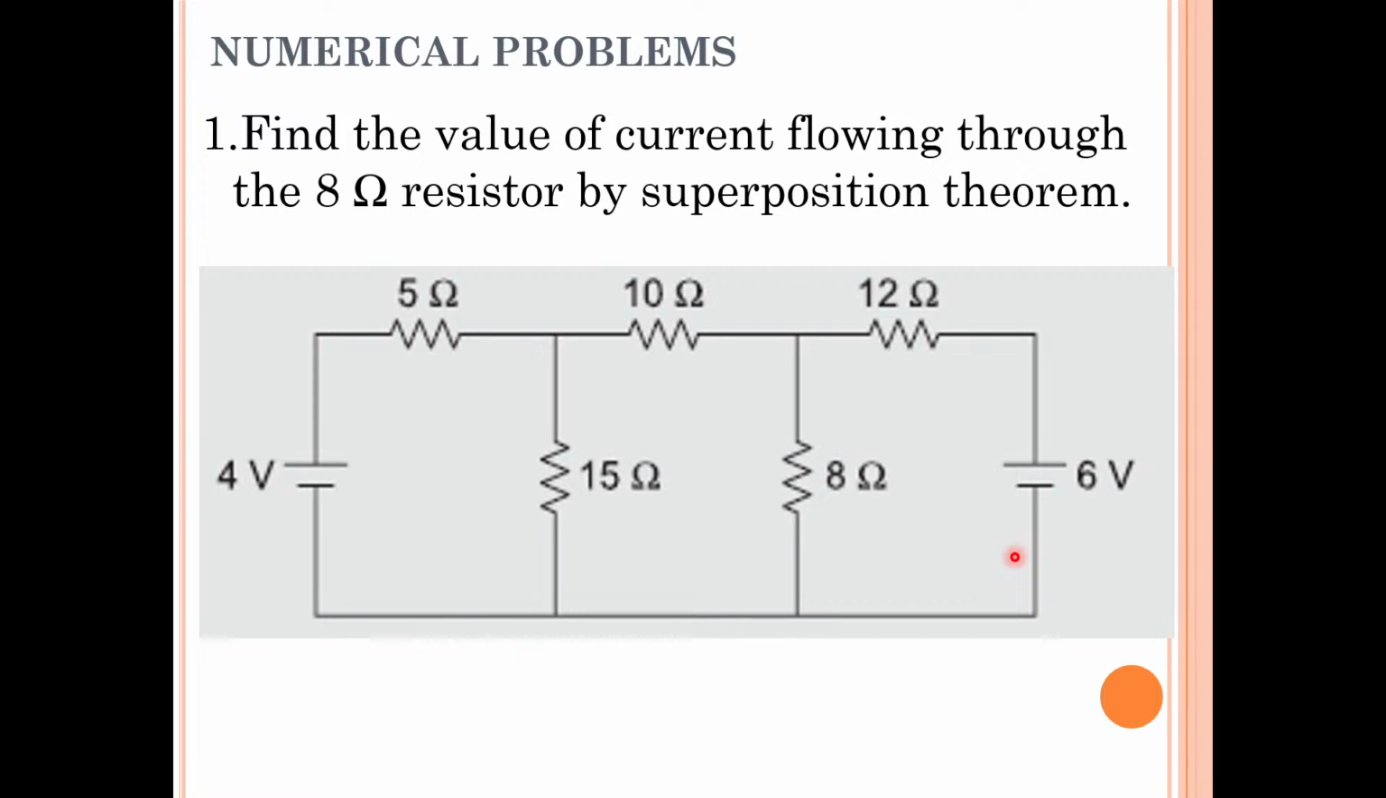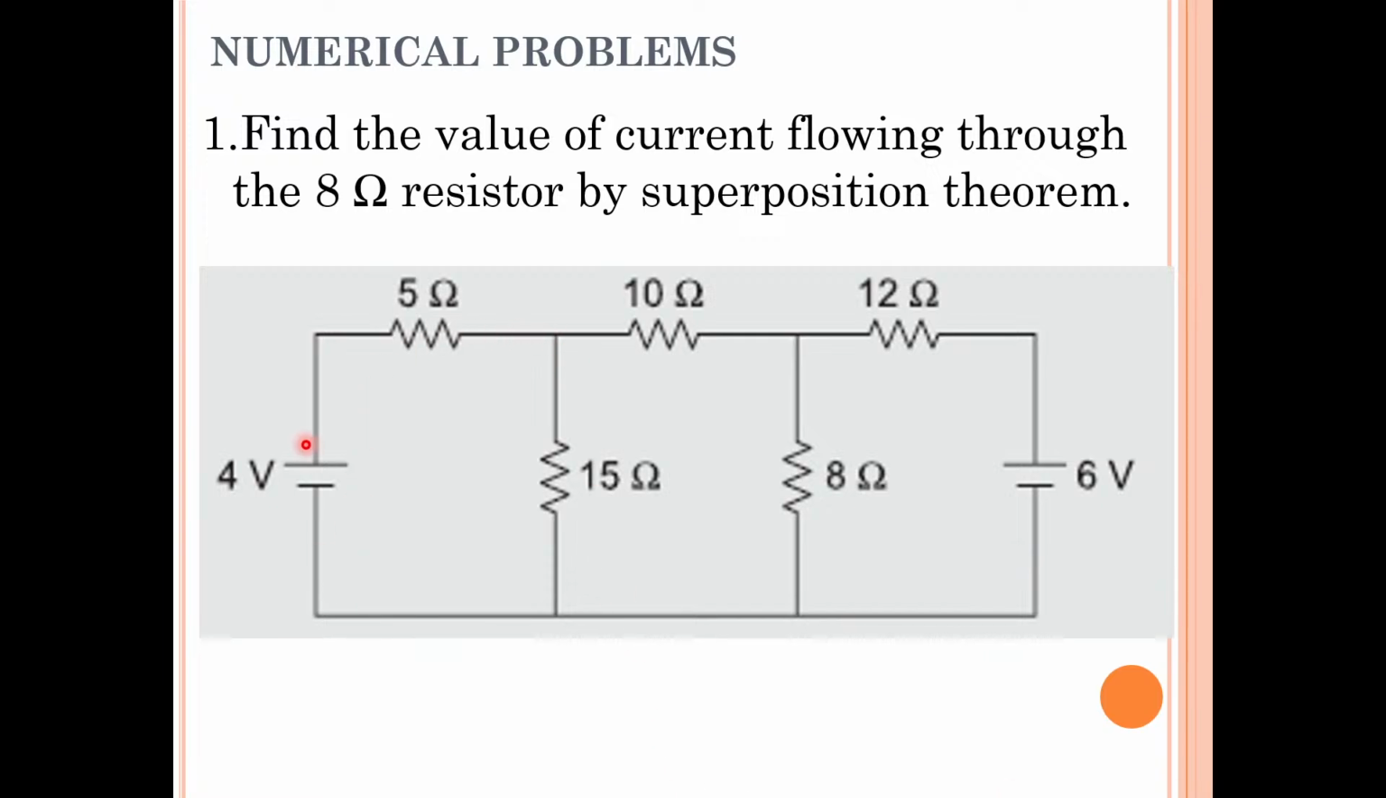As I have already told you, the superposition theorem states that in a linear network containing more than one independent source, the resultant current in any element is the algebraic sum of the currents that would be produced by each independent source acting alone, while other sources are represented by their respective internal resistances. So if a voltage source is there, it must be replaced by its internal resistance, zero internal resistance, of course.